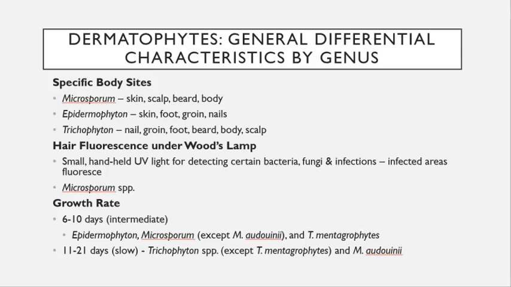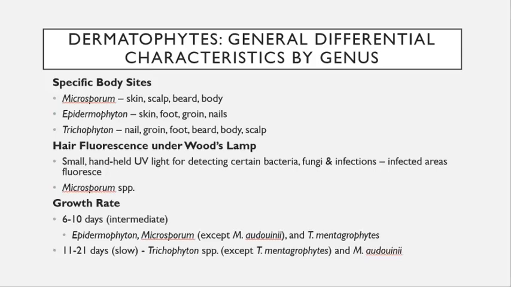Certain species are more likely found on certain body sites than others. Microsporum are more likely found on the skin, scalp, beard, and body. Epidermophyton species are more likely found on the skin, the feet, the groin, and the nails. Trichophyton species are more likely found on the nails, groin, feet, the beard, the body, and the scalp.